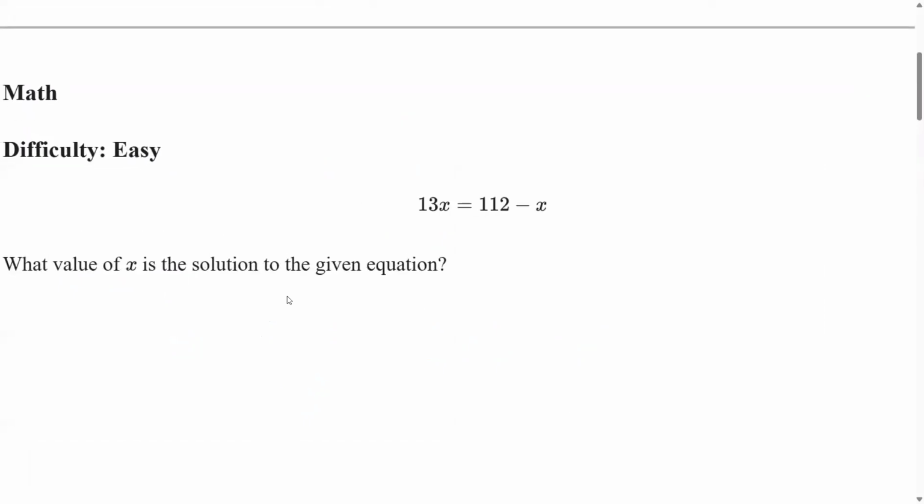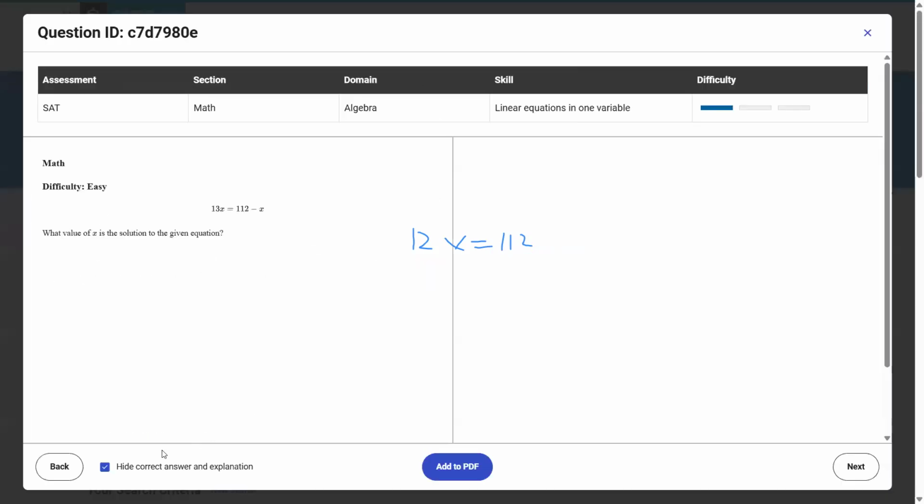What value of x is the solution to the given equation? Just solve for x. 12x is equal to 112. Oh, sorry, wrong. It will be 14x plus 112. So the answer is 8.